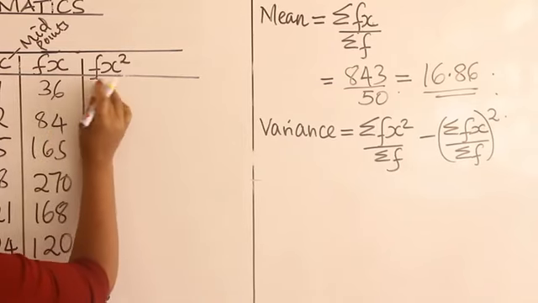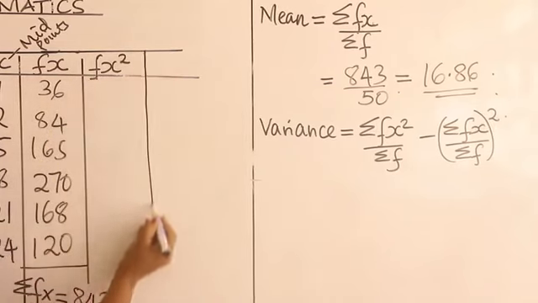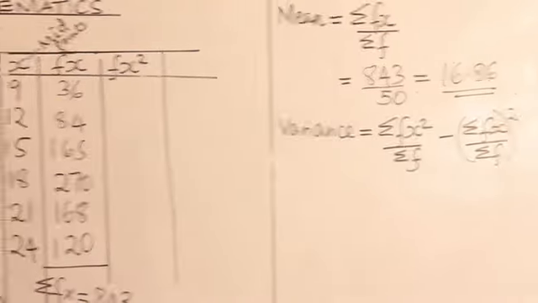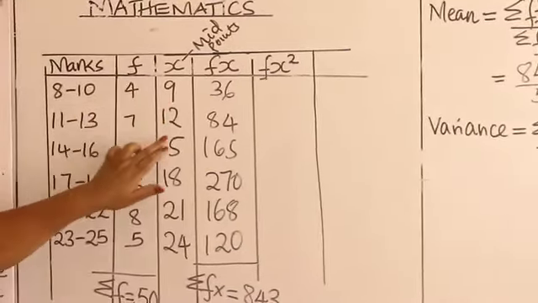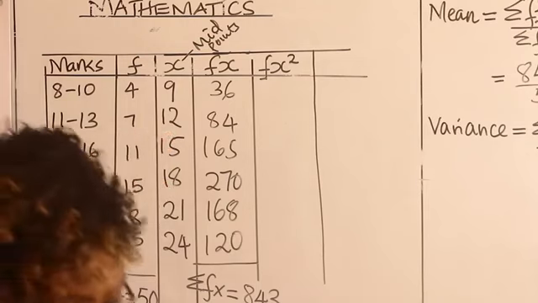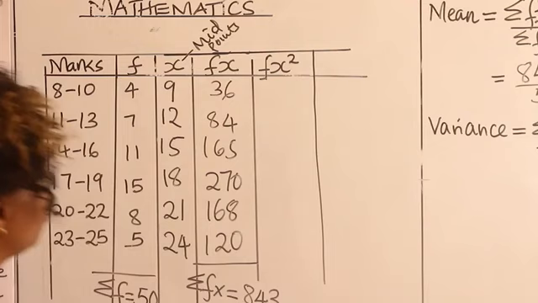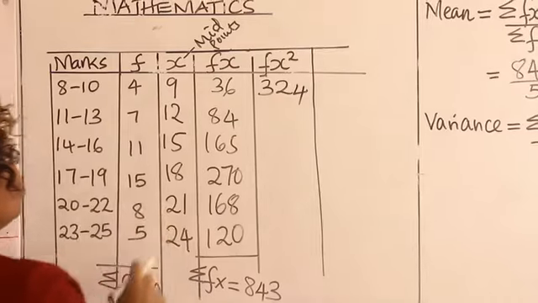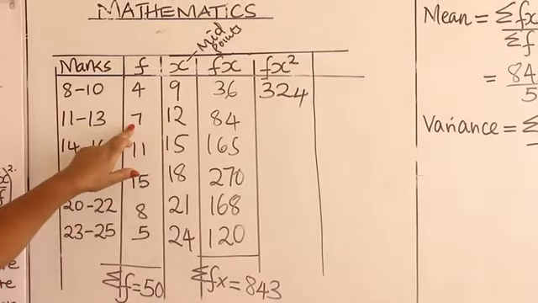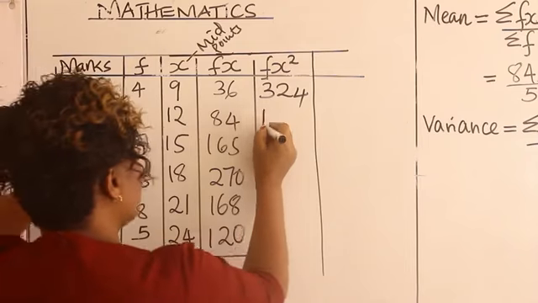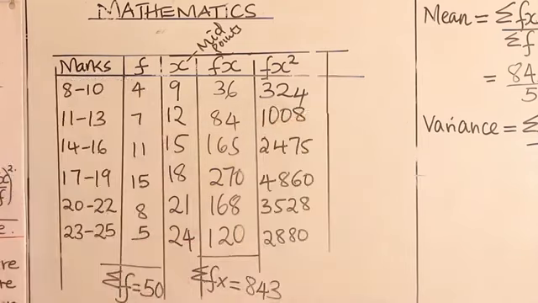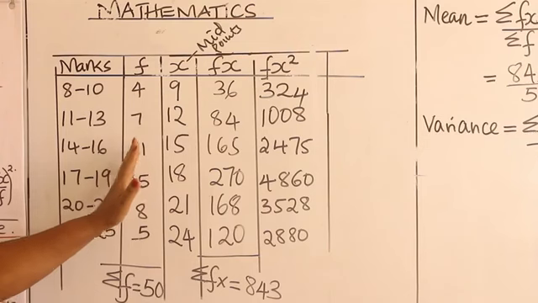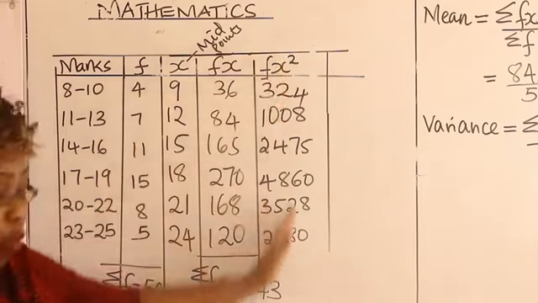So you need that column. So you come here and you square the x and multiply by f, with a calculator. What should you get? So this should give you 324. You square this x, multiply by 7, you should get 1008. So you square the x, you multiply by f, you get your fx squared column.